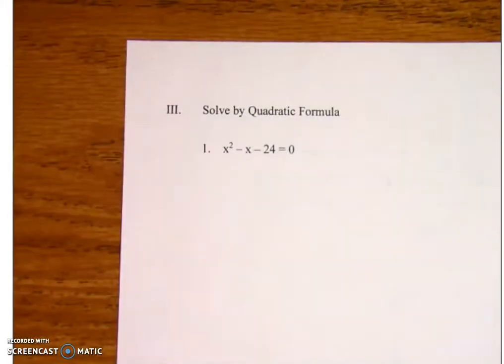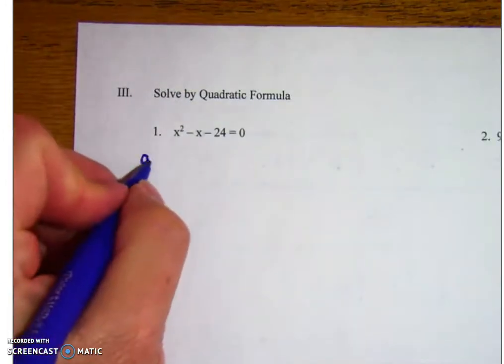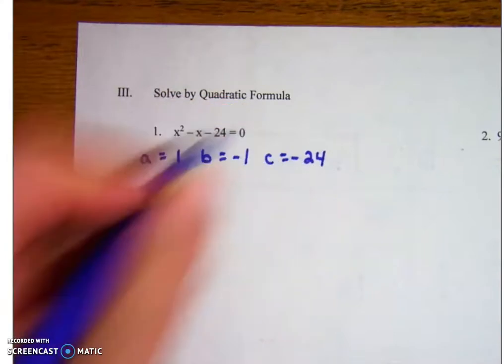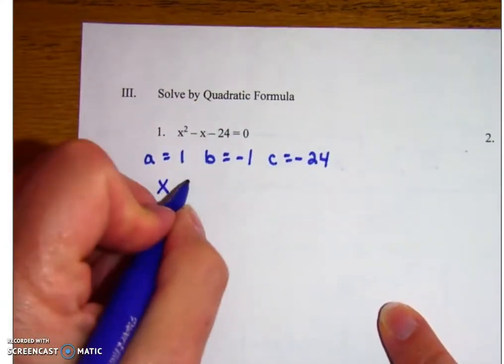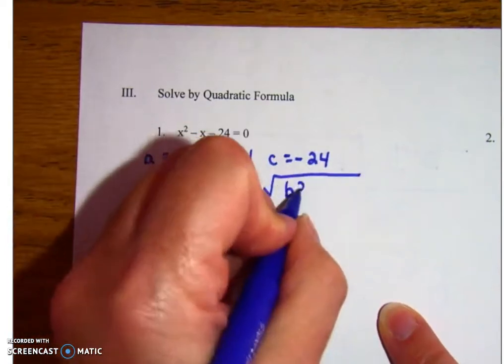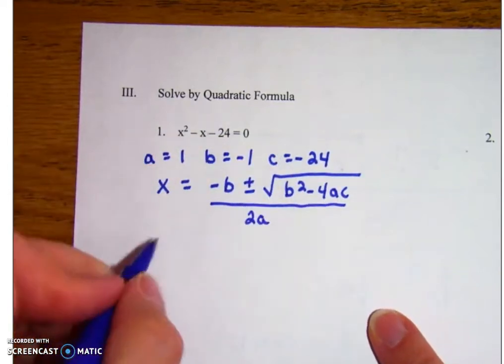Now, on the back, we are going to go ahead and solve using the quadratic formula. Anytime you use the quadratic formula, I want you to write the formula down. It gives you practice memorizing it. Make sure one side is equal to 0. First, identify your a, b, and c. Write the formula down. x equals negative b plus or minus the square root, b squared minus 4ac, that's your discriminant, all over 2a.